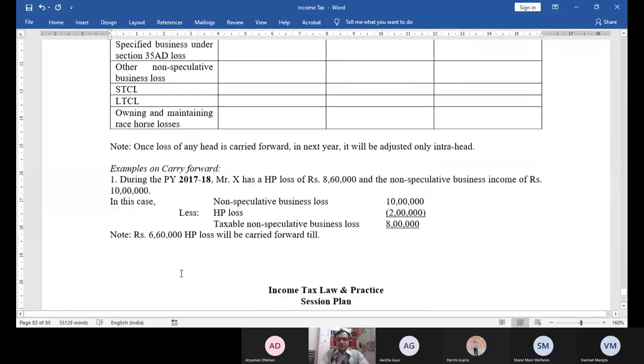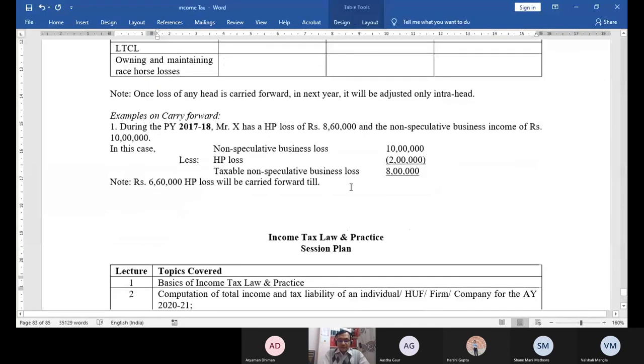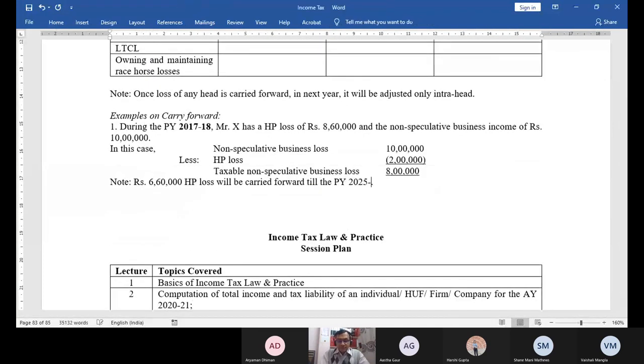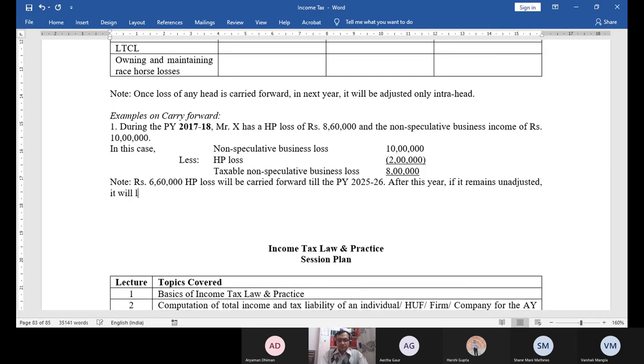Till the previous year, 25-26. In case it is adjusted till this time, it is clear. After this year, if it remains unadjusted, it will lapse by default.